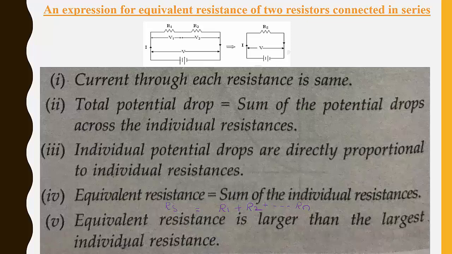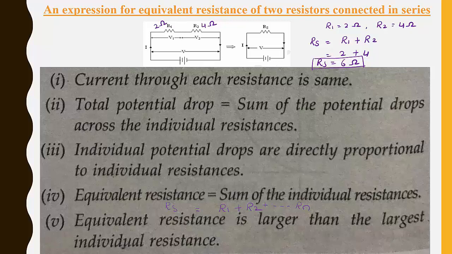I will give you one example. Suppose R1 has the value 2 ohm and R2 has the value 4 ohm. What is the expression for series combination? Rs equal to R1 plus R2. Substitute the values, 2 plus 4, that gives 6 ohm. So Rs means the equivalent resistance, and its value is 6 ohm. This value is always larger than the largest individual resistance.